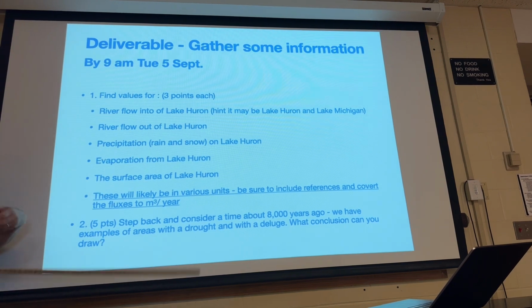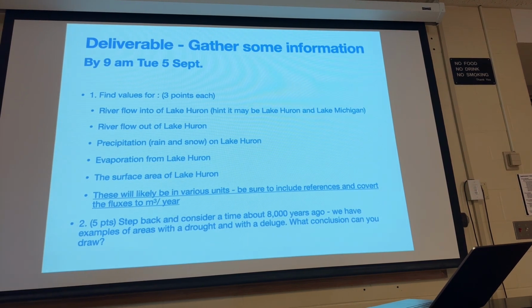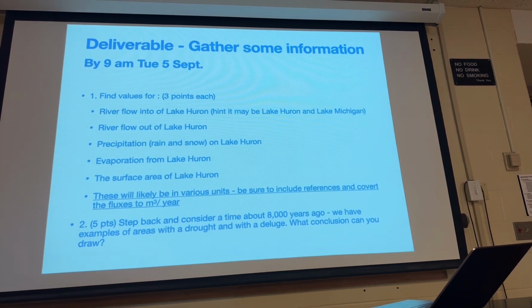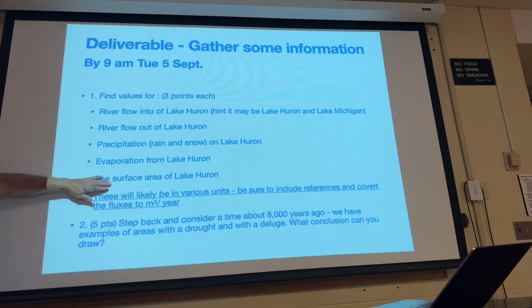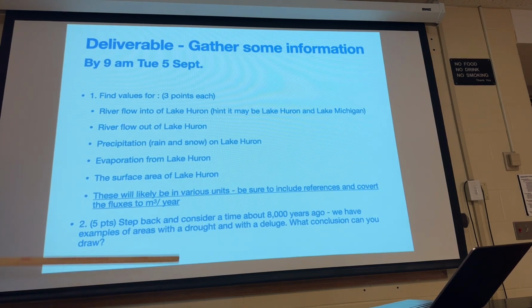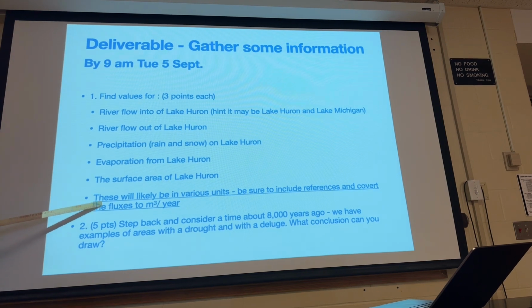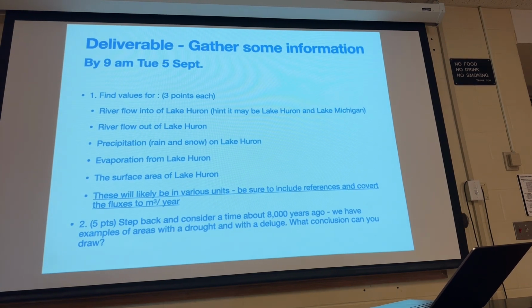What are the precipitation, both rain and snow, that falls in the area of Lake Huron, or on it? What are the evaporation rates? That'll be the hardest one to find. It turns out not easy to measure. The surface area today of Lake Huron is gonna be a huge number, and that's easy to get. There's our fluxes again, keep the fluxes straight.